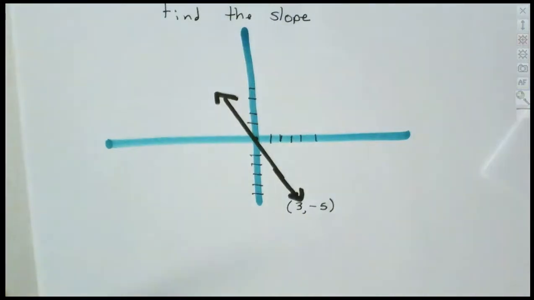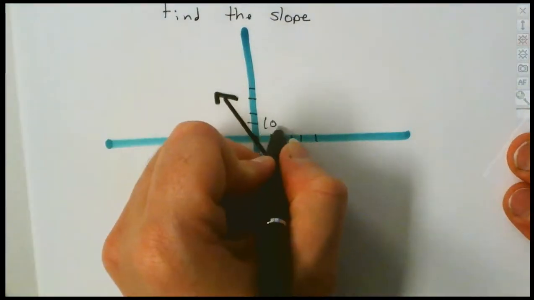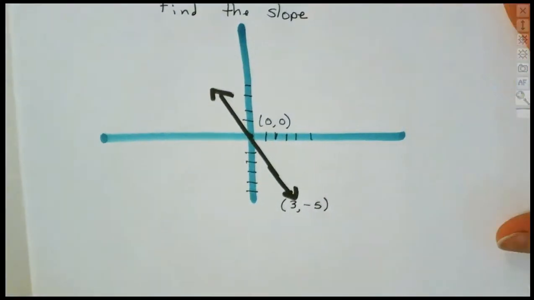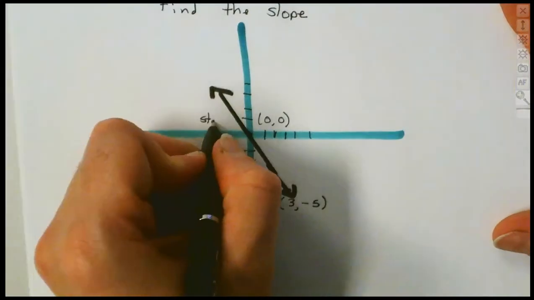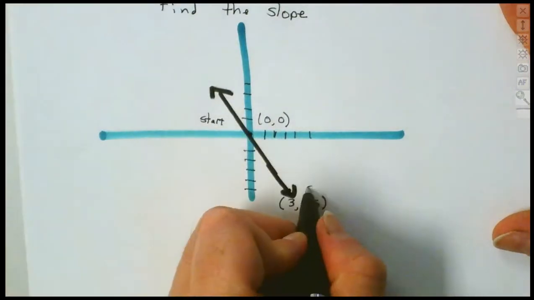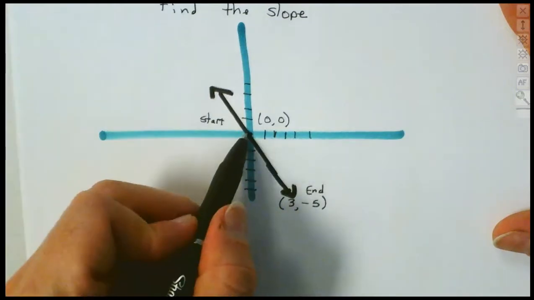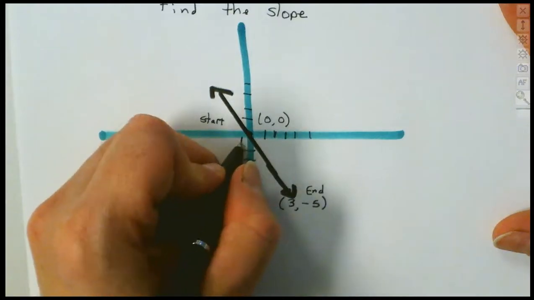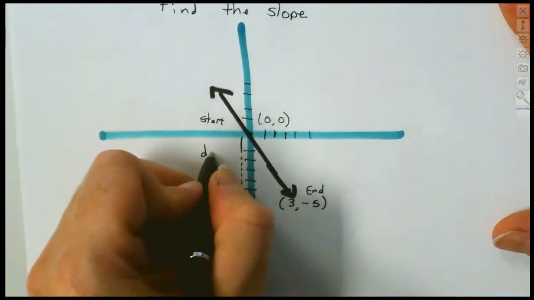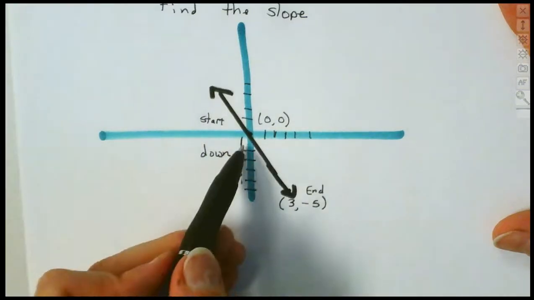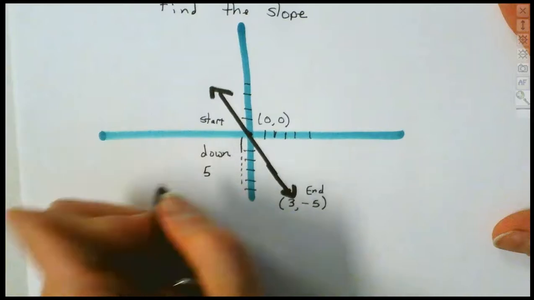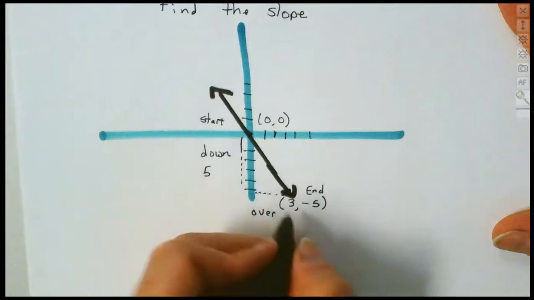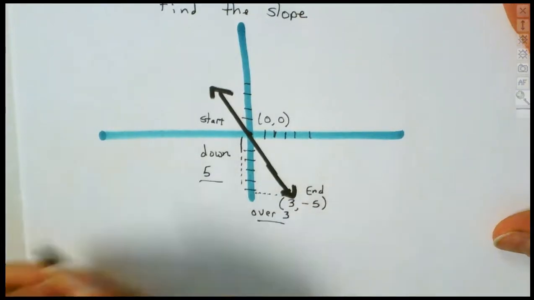And we've got an original point up here at 0, 0. Now, I want to go from one point to the other. So let's say I start here, and I want to end up down here. So if I start here at the 0, 0, how do I get to this point? What do I have to do? I have to go down. How many units? Looks like I have to go down 5. And then I have to go over 3. So down 5 and over 3.